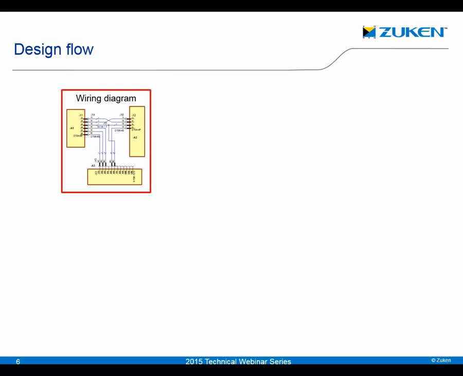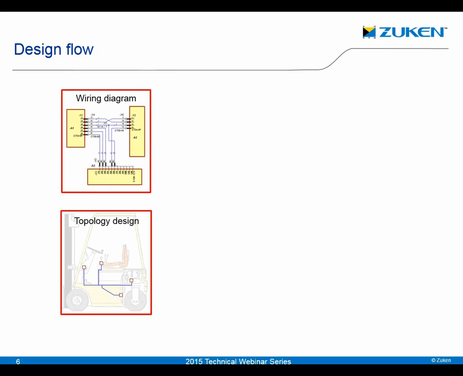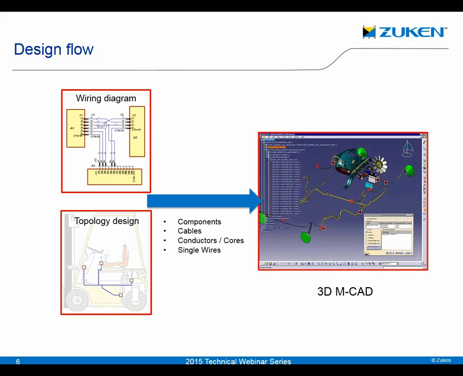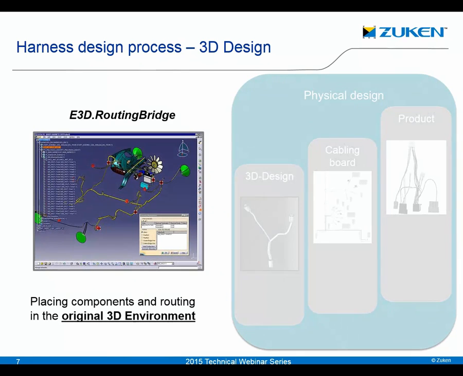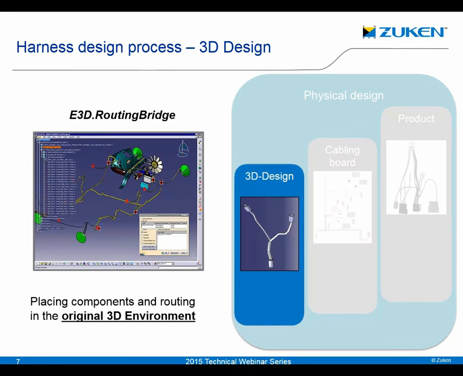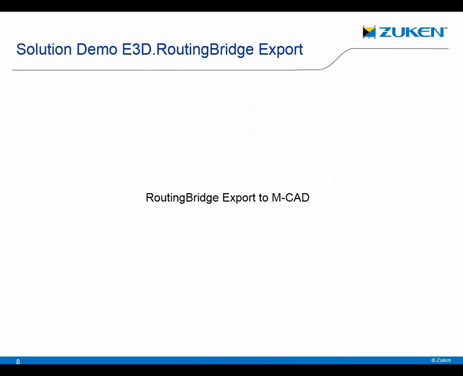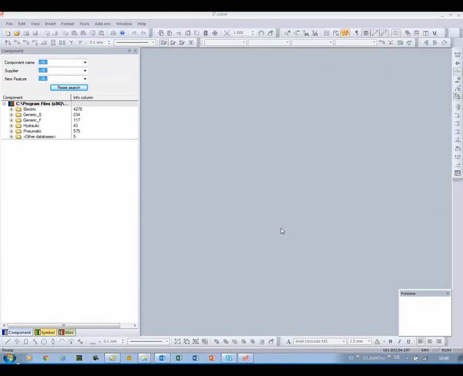Now let's look at the design flow. From the wiring diagram or the topology design, we transfer the data to the 3D MCAD system to do the routing of the harness there in the original 3D environment. This part of the process we cover with the E3D routing bridge. Now I will give you a short solution demo about the export to this routing bridge.